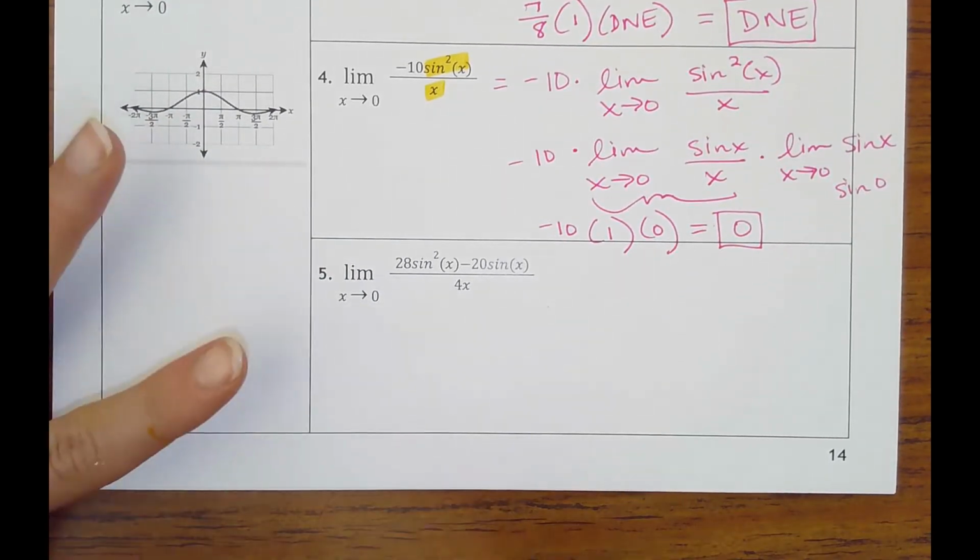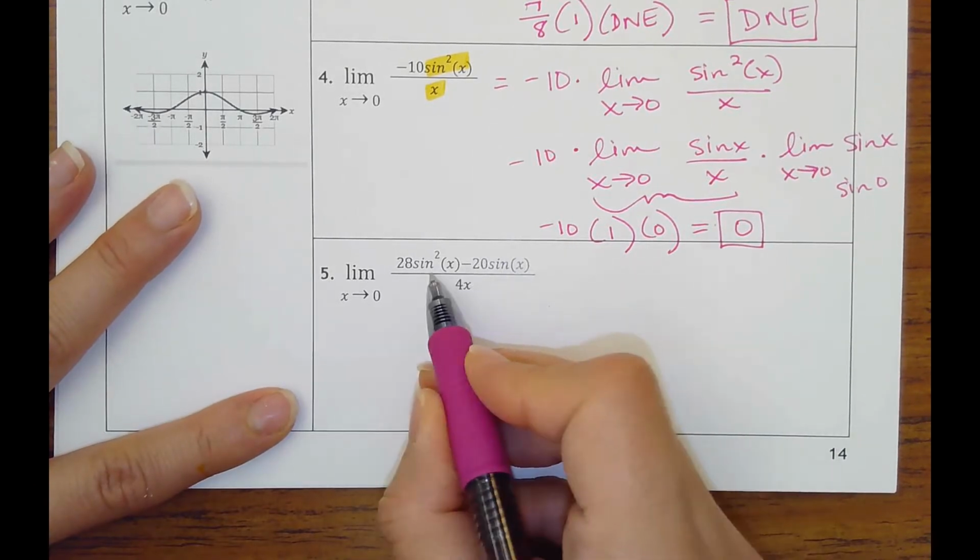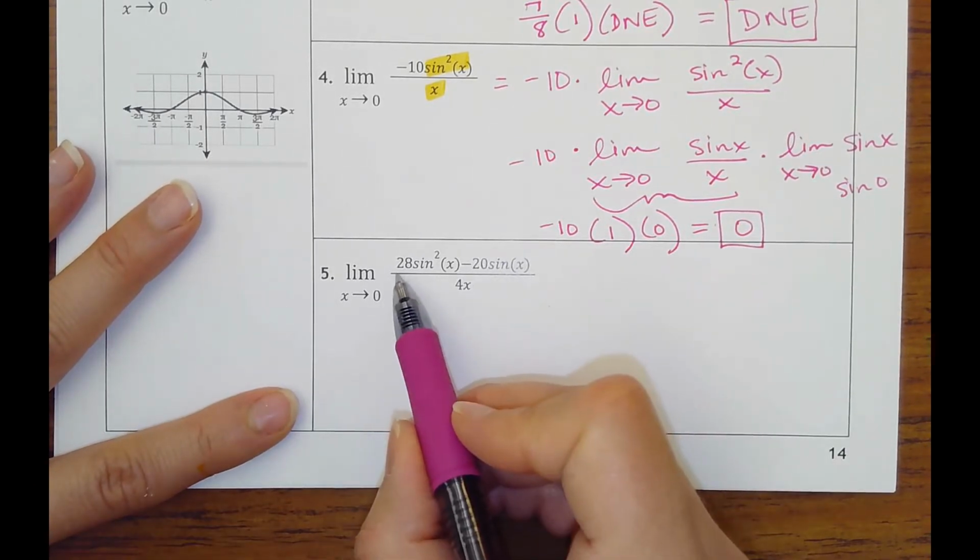All right, number 5. We've got 2 terms here with x. Let's look for a GCF in the numerator.